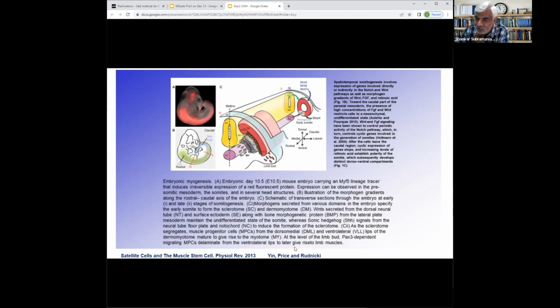And then from there, we give rise to limb muscles. And this is well studied in mouse embryos. In fact, people have done very good imaging studies on the mouse embryo, not on human. We don't have the human perspective, but the understanding is that mice and humans have a lot of similarities.